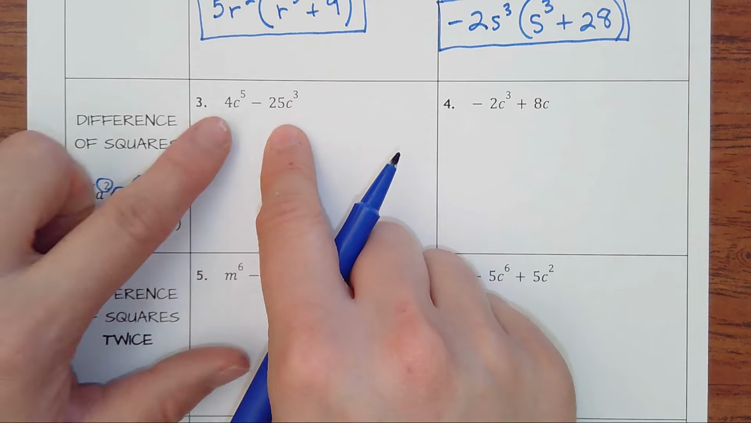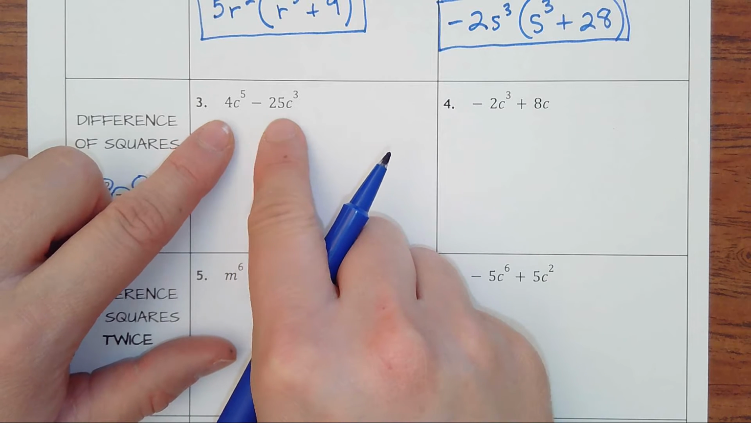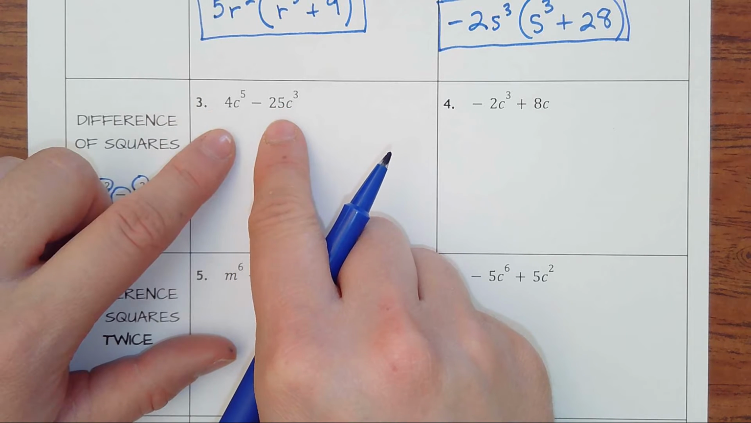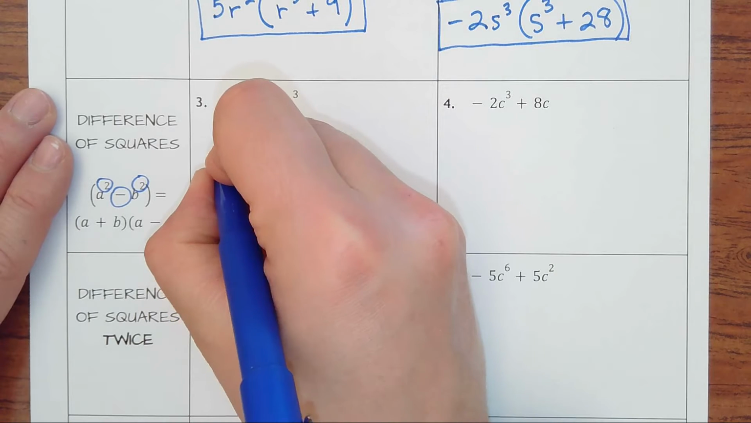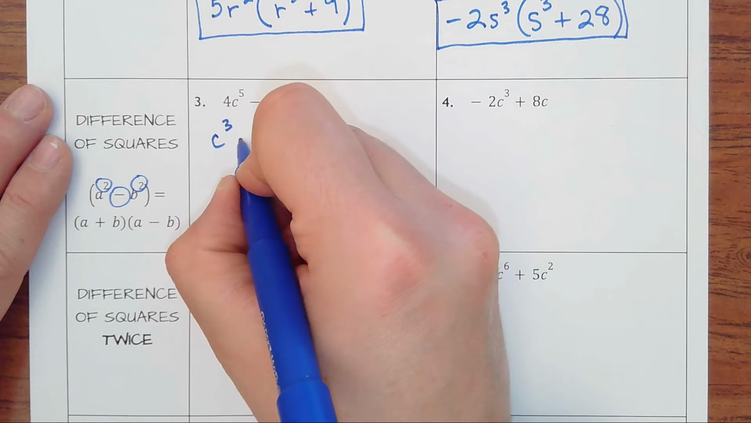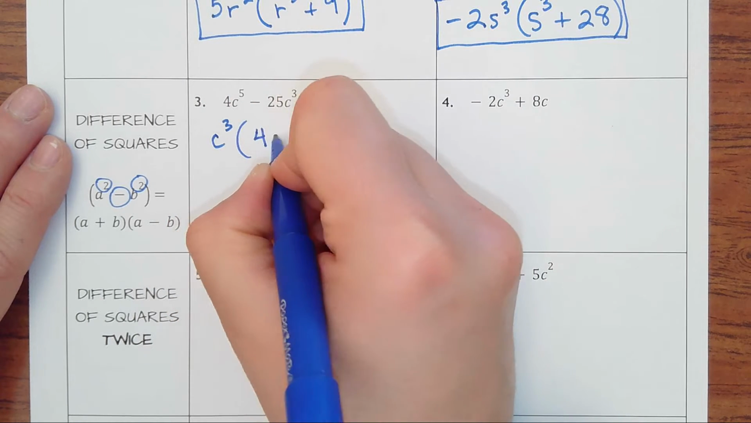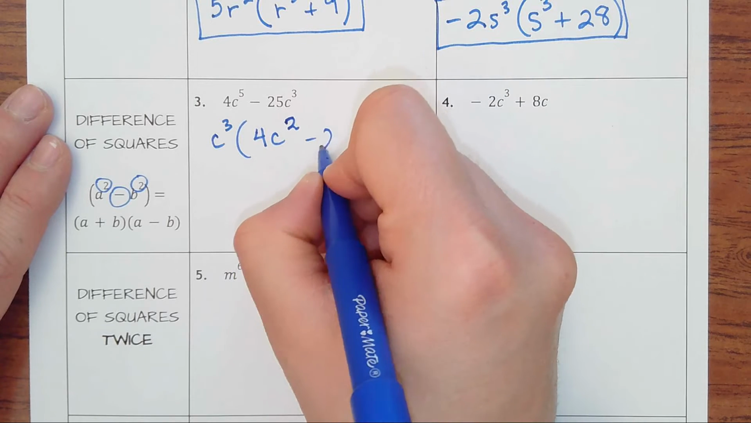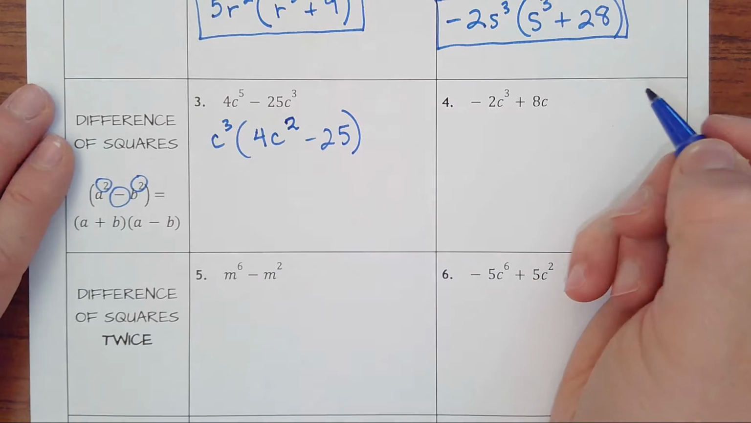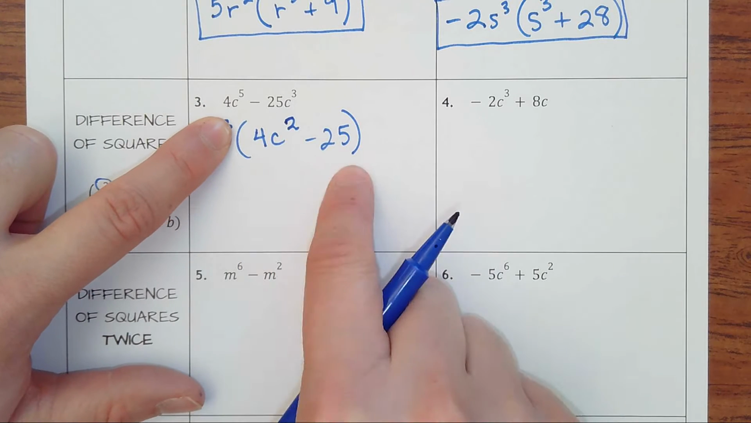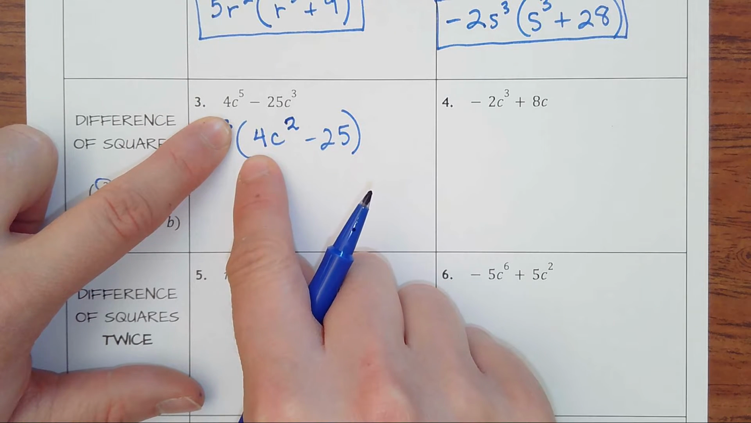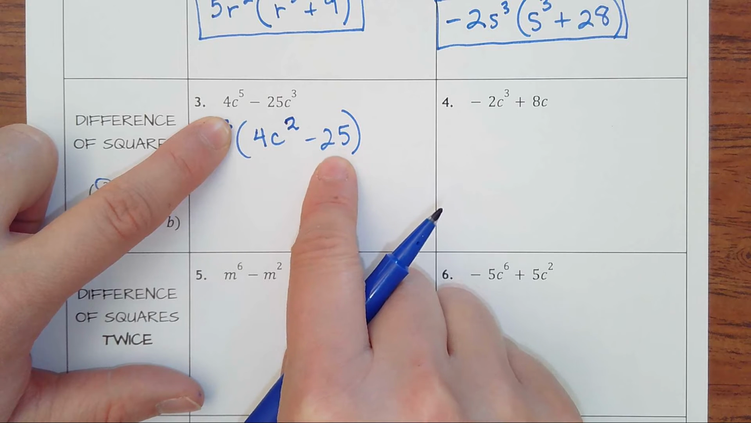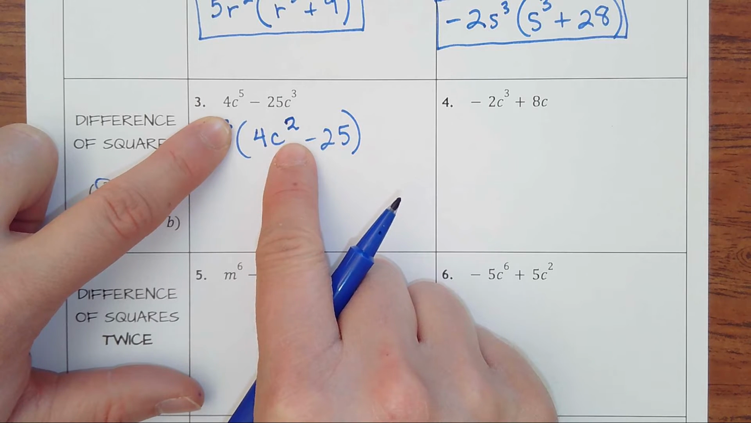And so in this problem, check for a GCF. I can't take out anything from 4 and 25, but they do have c's. So I'll take out a c cubed. That'll leave me with 4c squared minus 25. So I'm done with that part. Now look at this. See how there's subtraction? 4 is a perfect square, 25 is a perfect square, c squared is a perfect square because it's even.